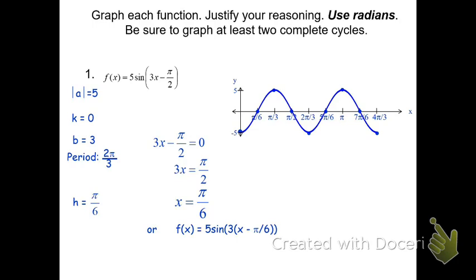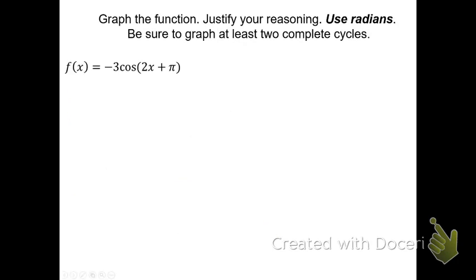So let's try another example now. Here we have f of x equals -3 cosine quantity 2x plus pi. I can look at the graph and easily see that the amplitude is 3, the frequency is 2, there's no vertical shift, and the period is going to be 2 pi over 2, which is going to be pi.